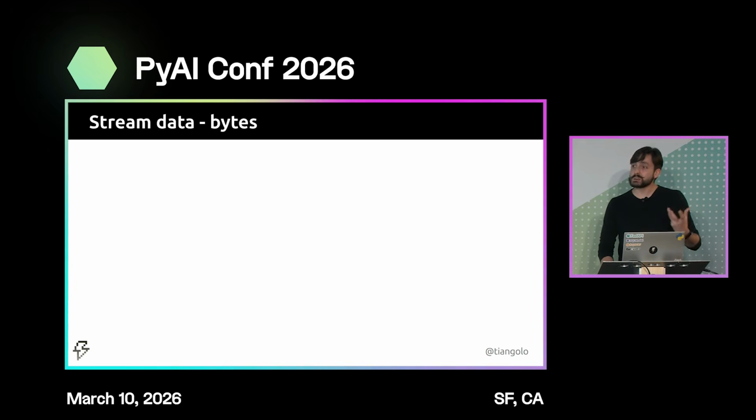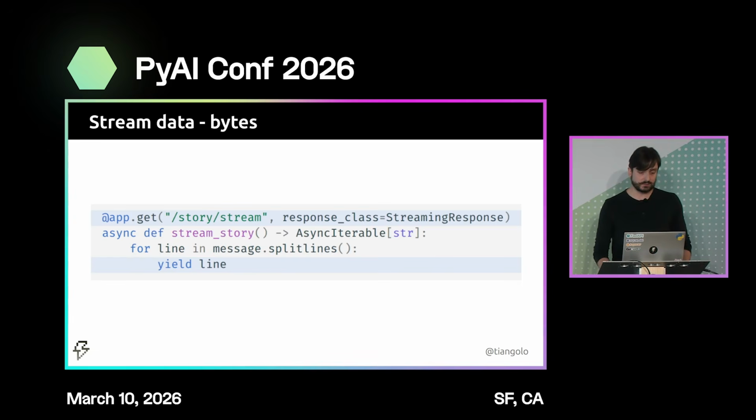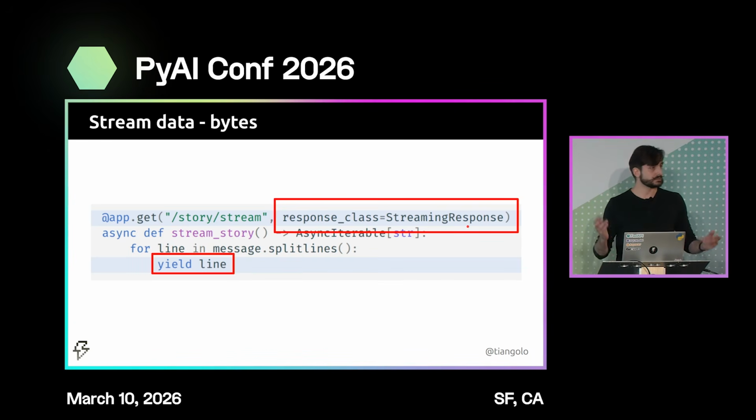So you can also stream pure bytes. The way to do it is setting the response class to a streaming response, and then yield each one of the chunks of bytes that you want to send. And that's it. Just use yield. Before, you would be able to use a streaming response manually, creating a response class instance, passing it an iterator, blah, blah. It was quite complex.